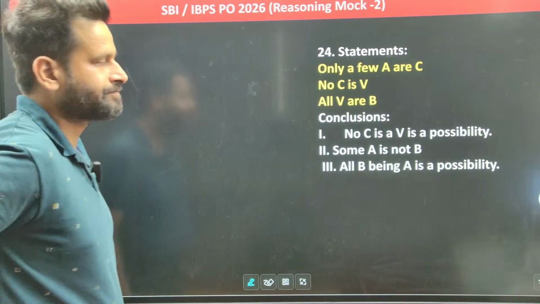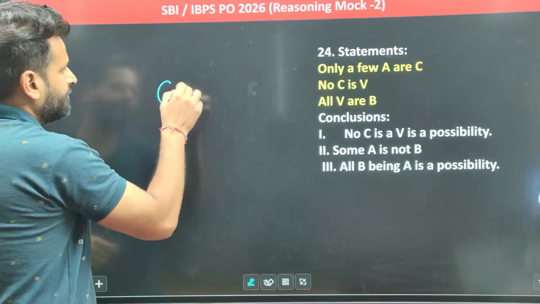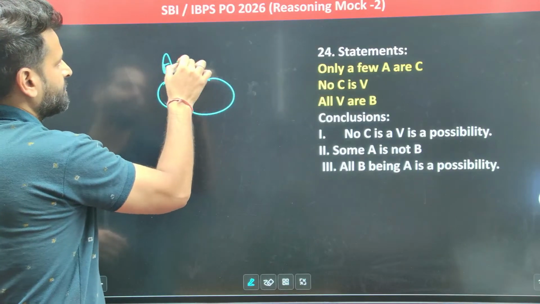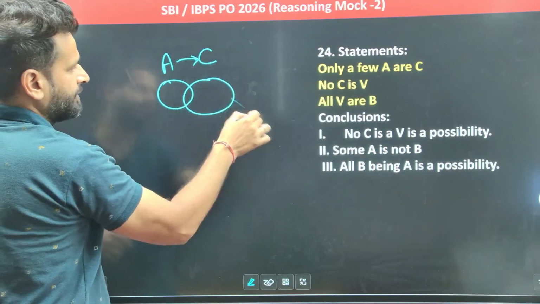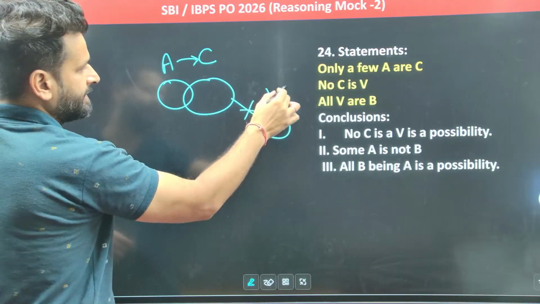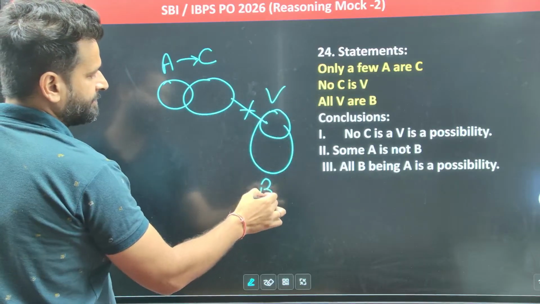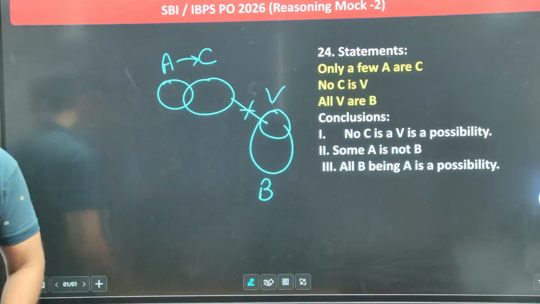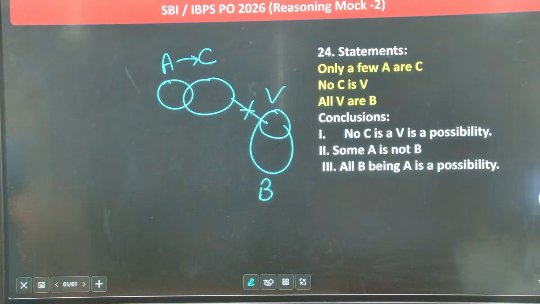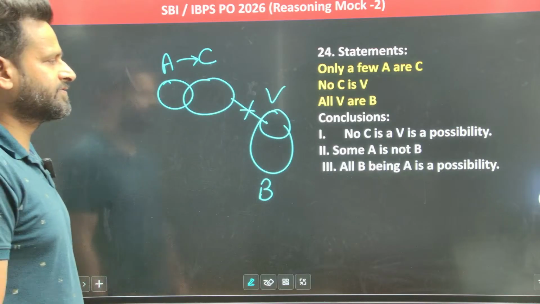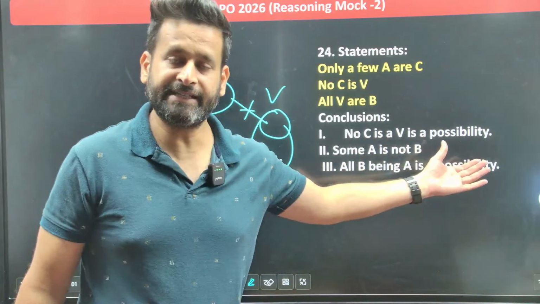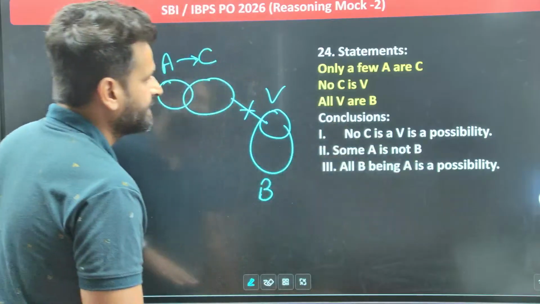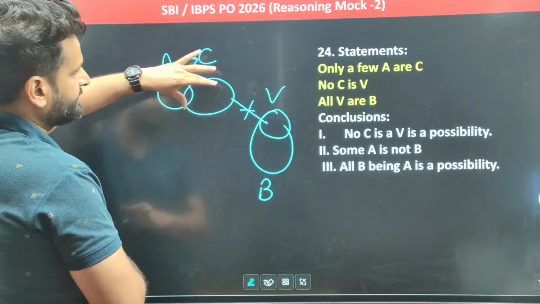Check this out. Only a few relation from A to C. Then no C is V. All V is B. No C is V is a possibility. It is not a definite one. It is asking you a possibility that no C is V is a possibility. This is C, this is V.